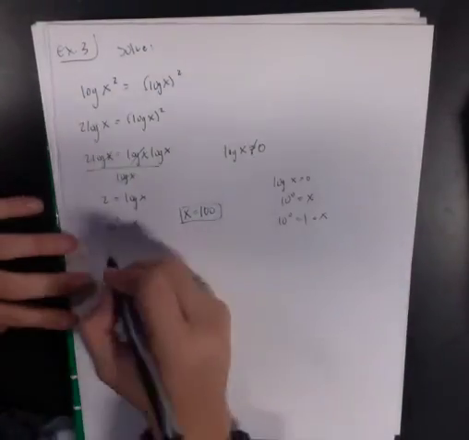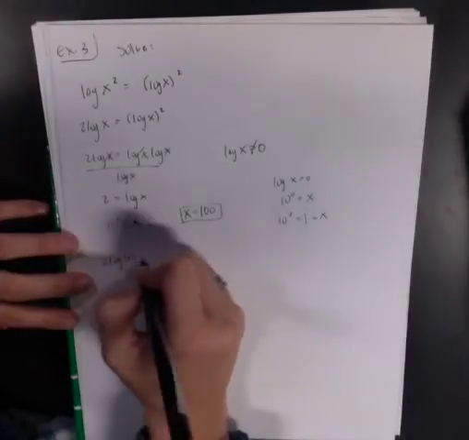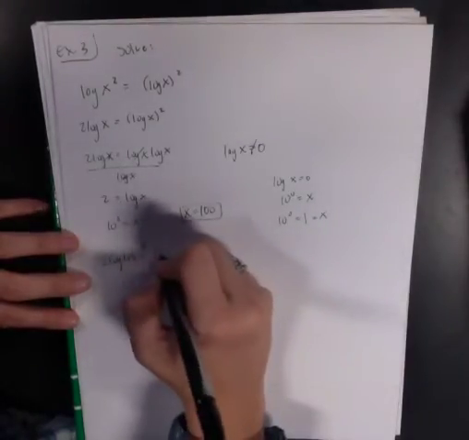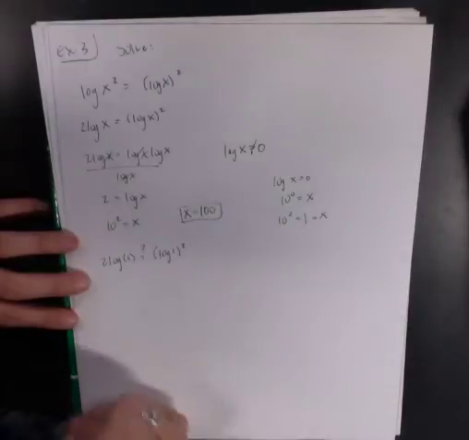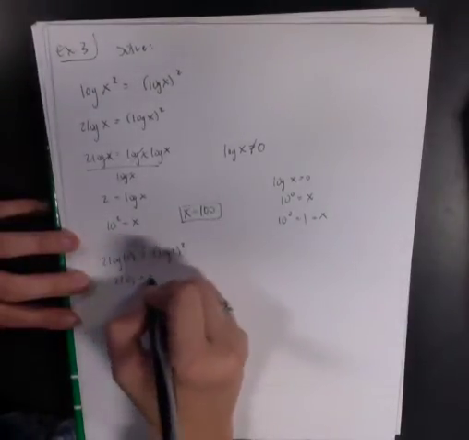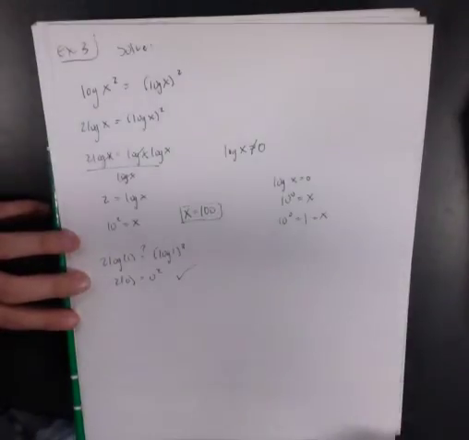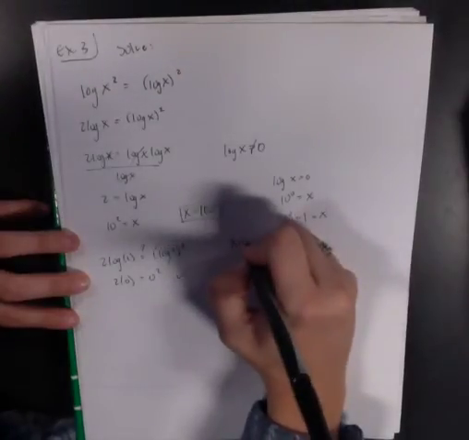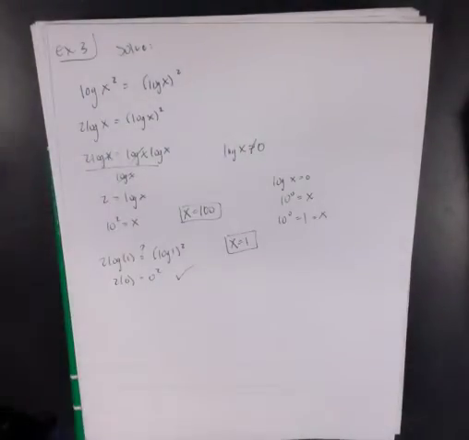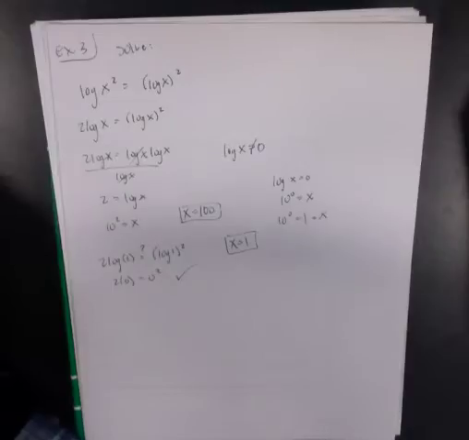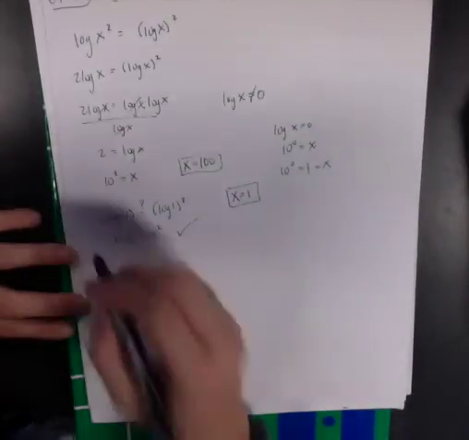If I plug that in here, if I have 2 log of 1, does that equal the log of 1 squared? So 2 times 0, does that equal 0 squared? Yes. So x can also equal 1. That's the case I have to always be aware of, when x equals 1 in this situation, okay? Let's do another example.